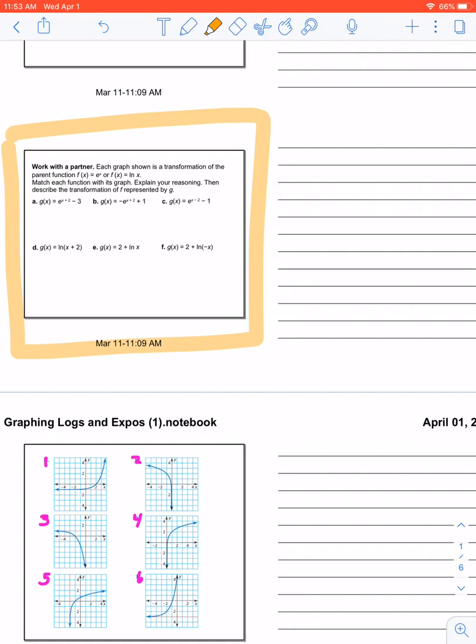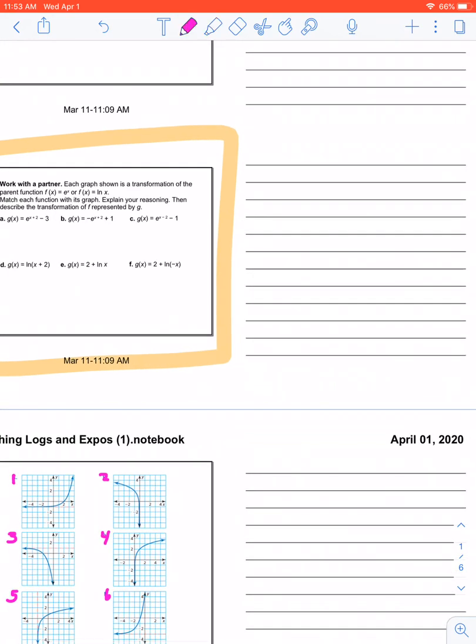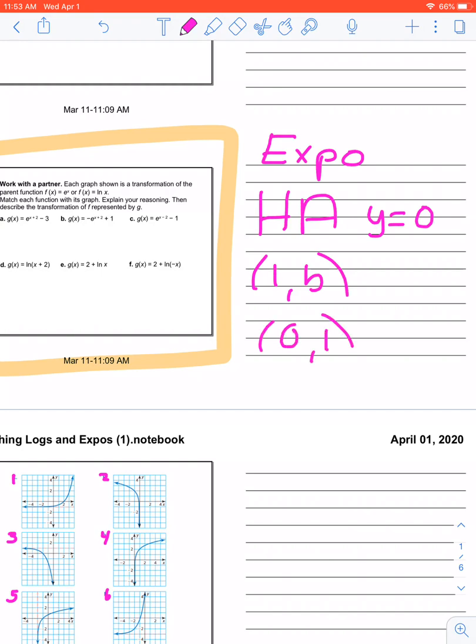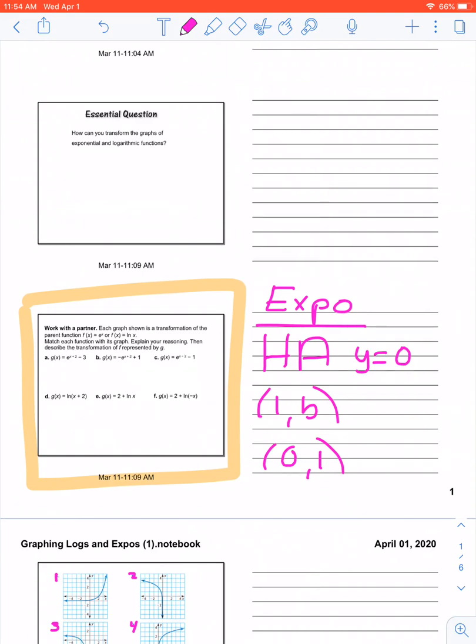Just to recall, sometimes we forget, an exponential function has a horizontal asymptote, okay? The horizontal asymptote on the parent function is at y equals 0, but that can change, okay? An exponential function also crosses at 1 comma b, and it also always crosses at 0 comma 1. We learned about that in the last set of notes. So those are things we know from the exponentials. We haven't done much with logarithms yet, but exponentials and logarithms are inverses of each other, okay?